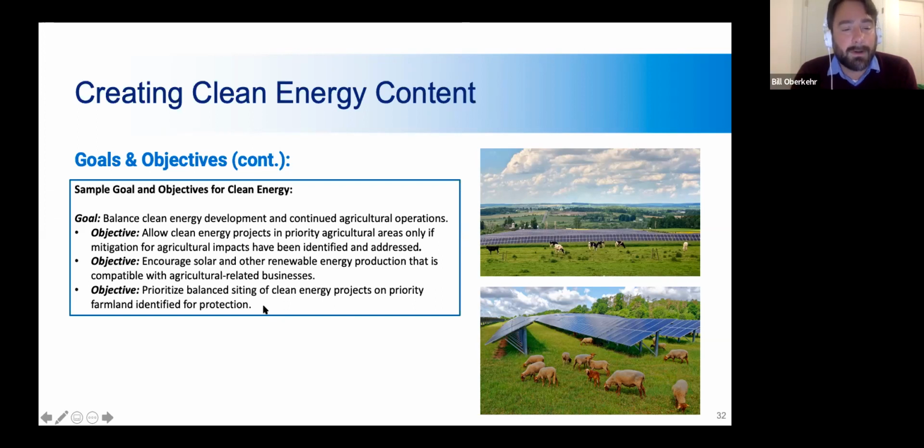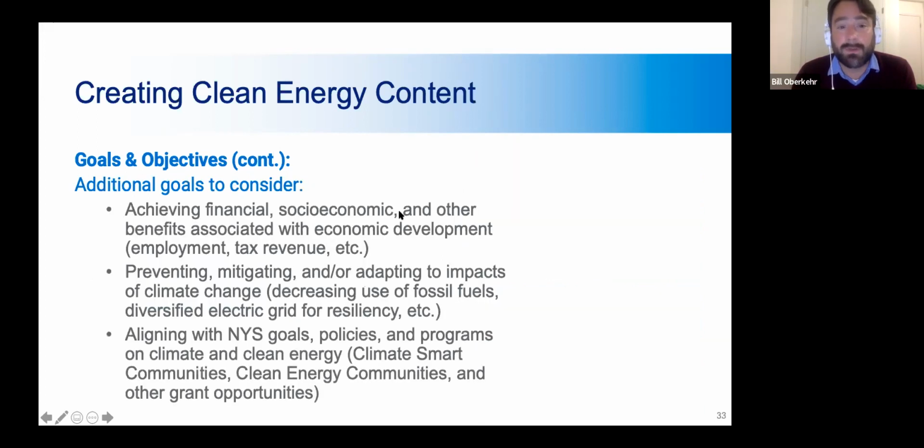Objective 3 is to prioritize balanced siting of clean energy projects on priority farmland identified for protection. It's going back to what I said before. What is our priority farmland? Do we want prime soil? Do we want farmland of statewide importance? Mineral soil groups 1 through 4? Those are the common ones. It would be up to the community which ones you want to protect.